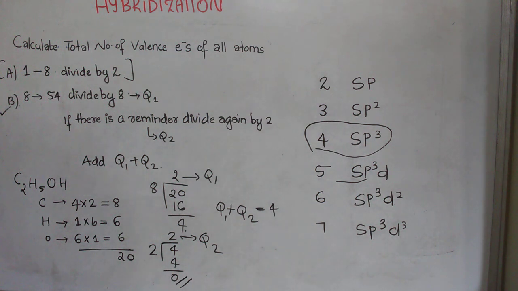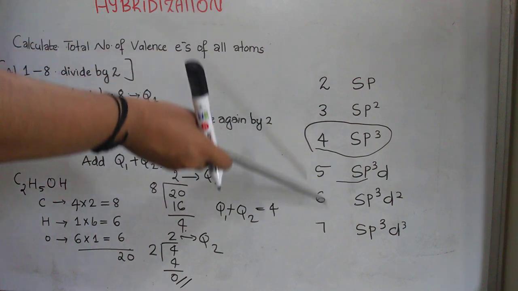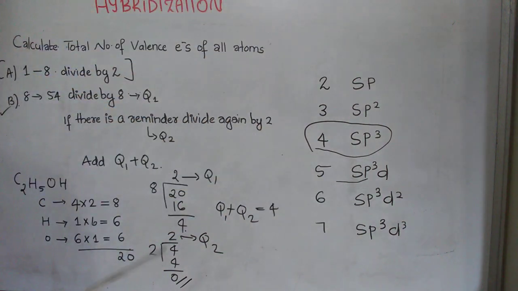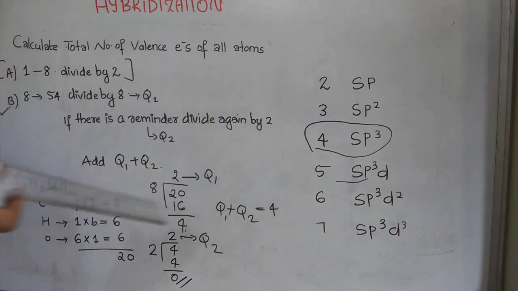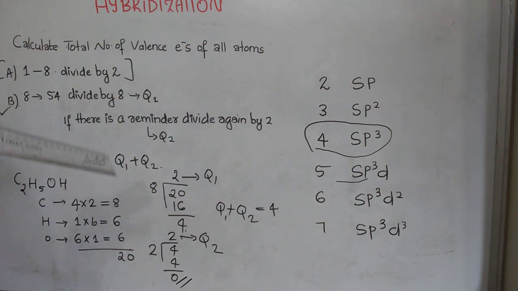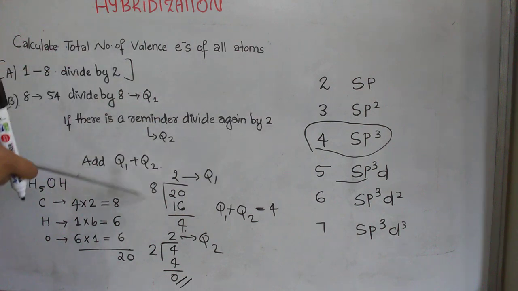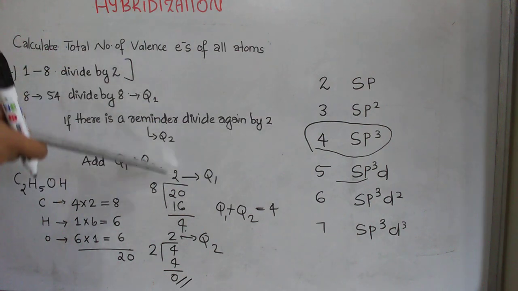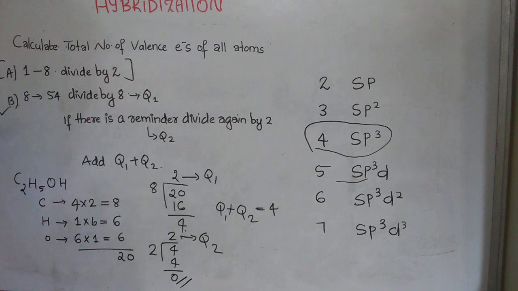I hope you understand that we will be calculating the total number of valence electrons of all atoms. If it is in 1 to 8, we will be dividing it by 2, and if the answer is any one of these, the corresponding hybridization will occur. If it is in 8 to 54, first we will be dividing by 8. If the remainder becomes 0, then directly we can find it from this. If the remainder is not 0, we will be dividing it again by 2 and adding both quotients and we will be finding the hybridization. Okay, I hope this part is clear to you.